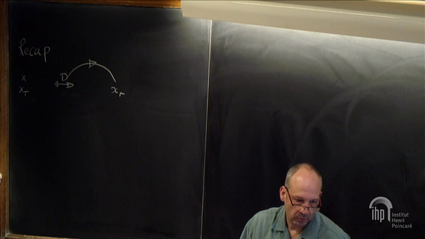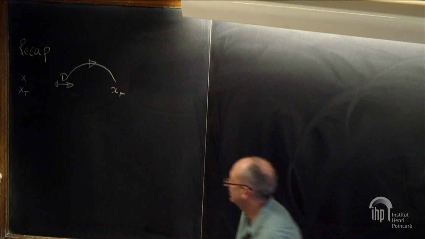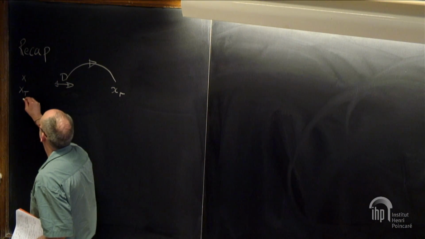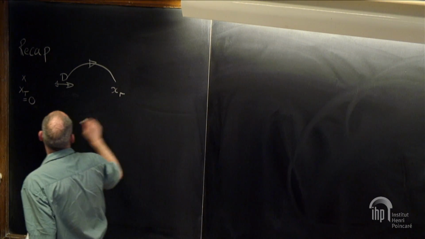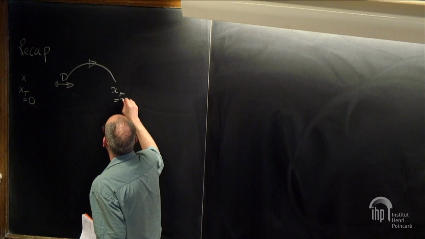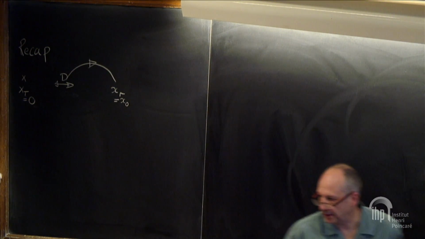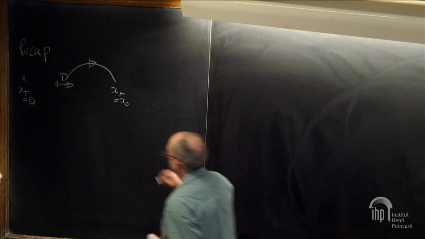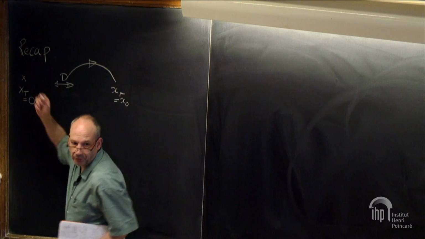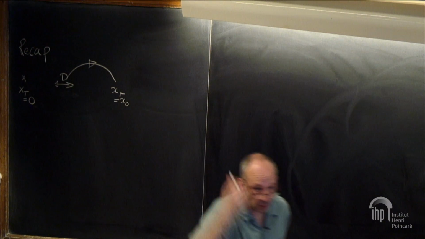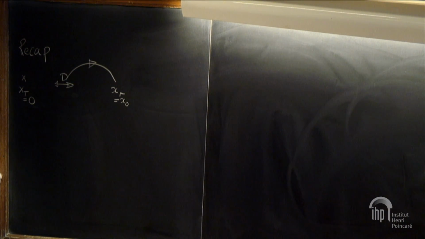And in the problem I was studying yesterday, for simplicity, we took the target to be at the origin and the resetting position to be the same as the initial position. In principle, they could be different. And the main result that we derived was the survival probability for this diffusing particle, the probability that it hasn't been absorbed up to time t.